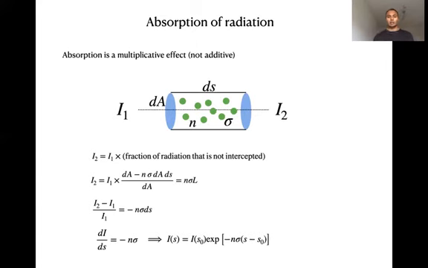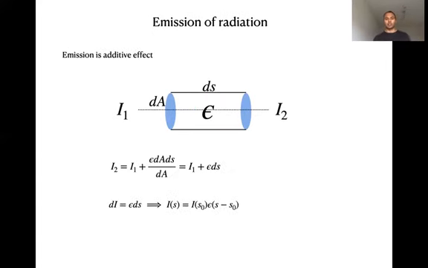Okay, so let's talk about emission of radiation. Emission is different from absorption in that emission is an additive effect, which means that the particles in this medium are emitting, they're doing their own thing. They don't really care how much radiation comes in or comes out, or if there is any radiation at all, they're just going to emit independently.